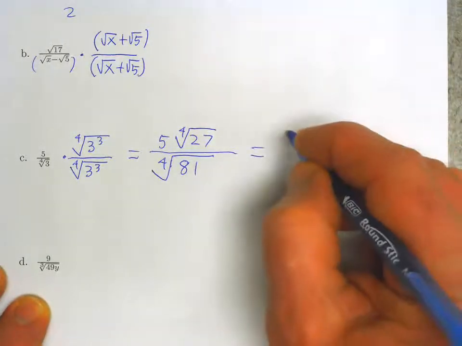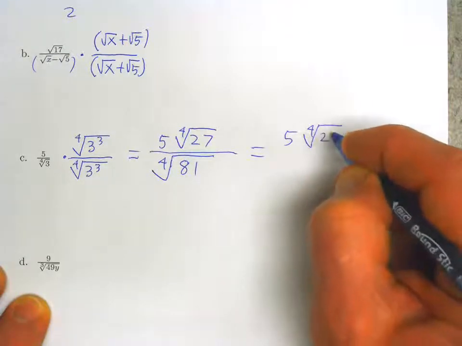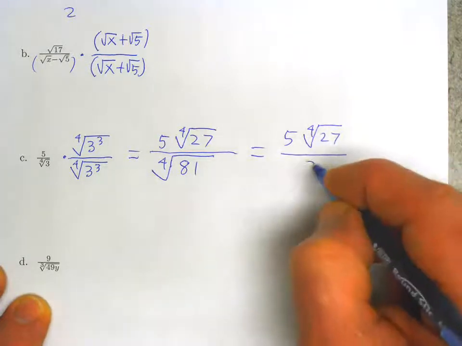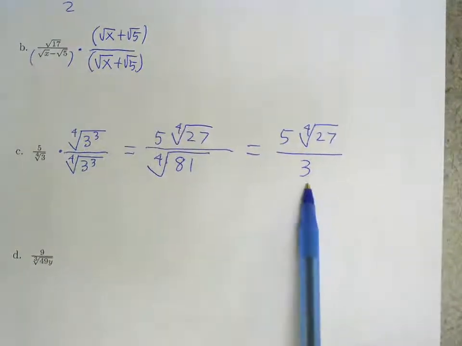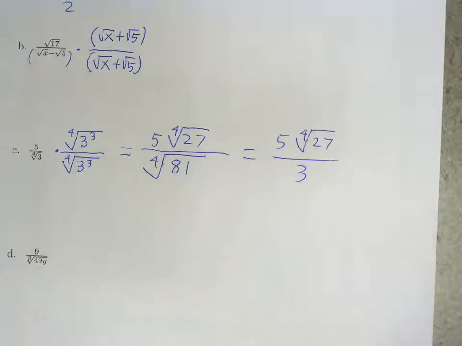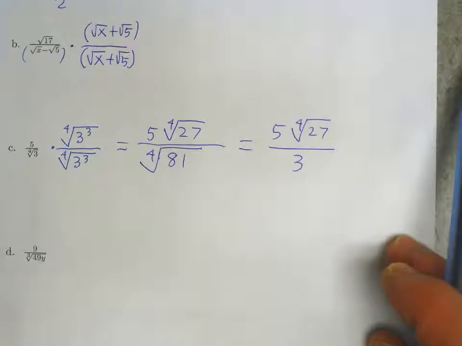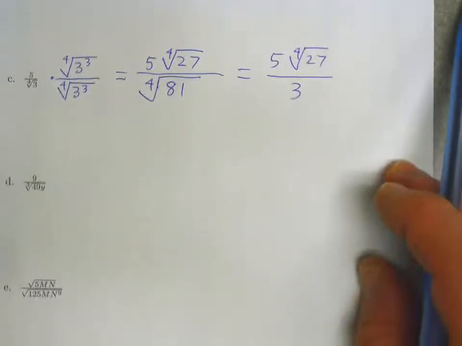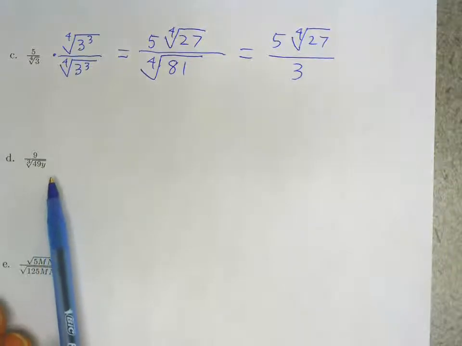So our final answer is 5 times the fourth root of 27 divided by 3, because the fourth root of 81 simplifies to 3. So now we have rationalized the denominator. Okay, this one is a similar type of process.